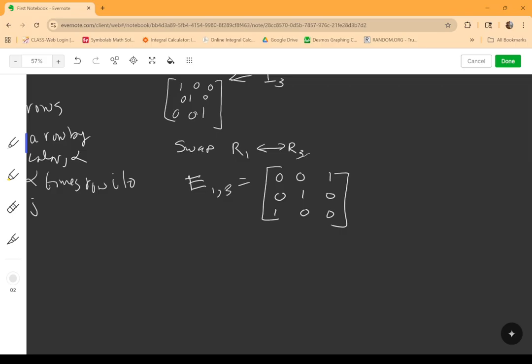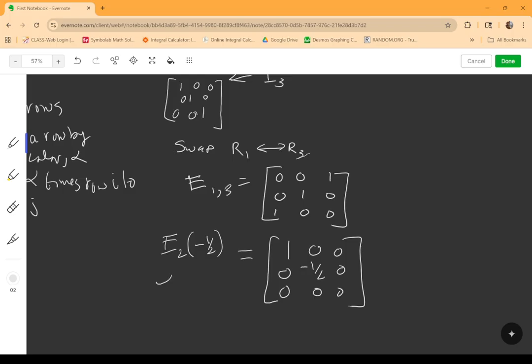Now let's take a look at multiplying. If I want to multiply row 2 by, let's say, -1/2, what that would look like would be like this. And then the equivalent row operation would be -1/2 R2.